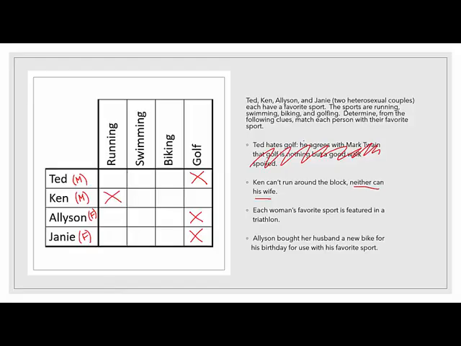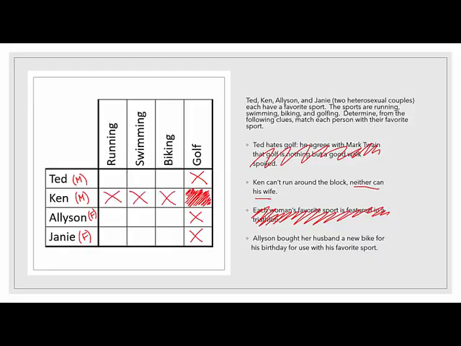Okay, so we've taken care of this clue, right? Each woman's favorite sport is featured in a triathlon. But notice what happened after we put those 2 X's in. Remember what one of our strategies is, to use process of elimination. So golf only has one possible connection right now, and that's Ken. So I'm going to shade in this box. And if Ken gets matched with golf, he can't get matched with anything else. So we can put X's in for swimming and biking.